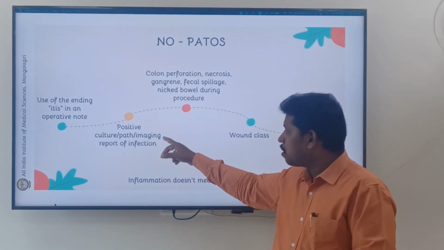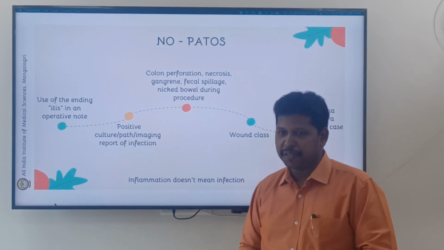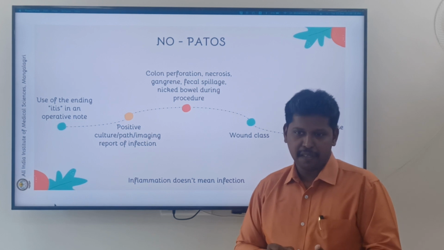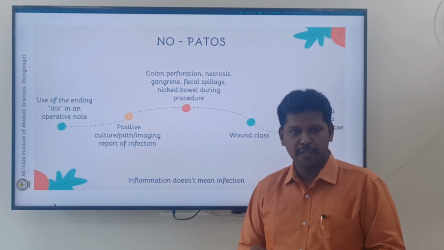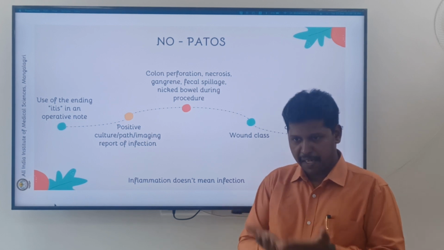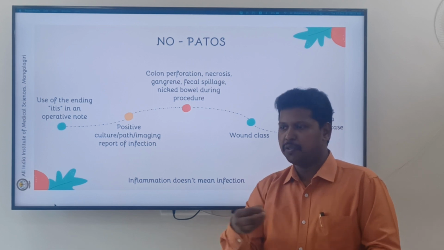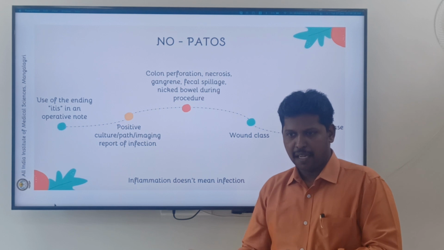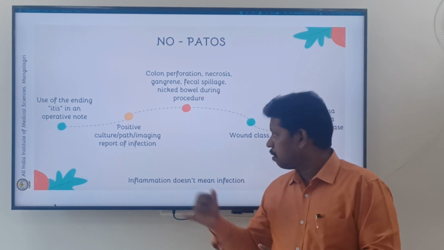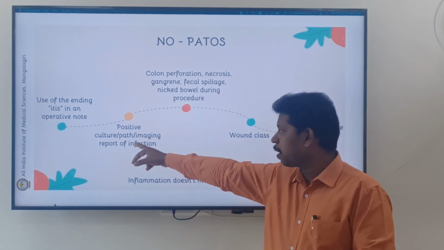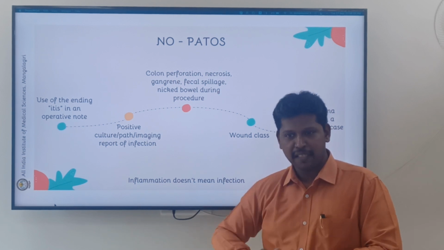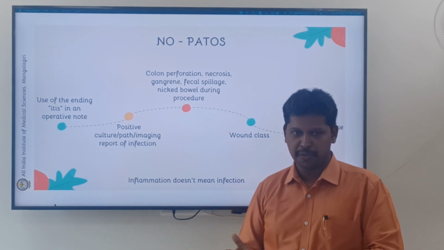Positive culture, pathological or imaging report of infection. In the operation notes, the surgeon did not see the infection and did not document it in the notes. But you have evidence during the surgery: they removed some organ or aspirated something and sent it, and there you are getting a positive culture, either by pathological report or microbiological report or an imaging report documenting infection. Even then you will not consider that as a POTOS.